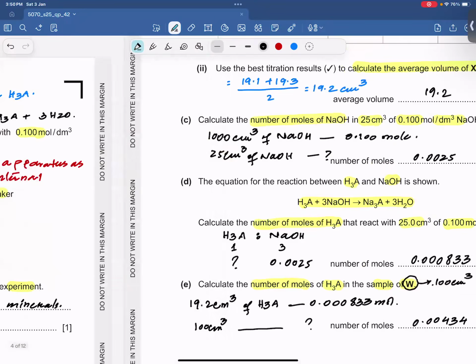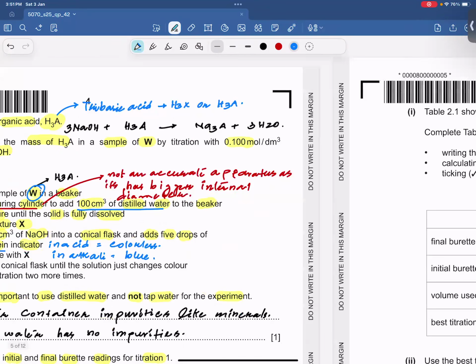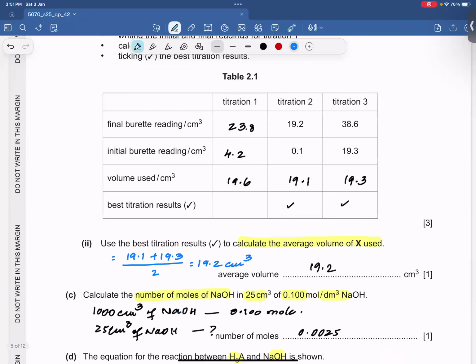So we have used 100 cm cube of distilled water in W. Okay.